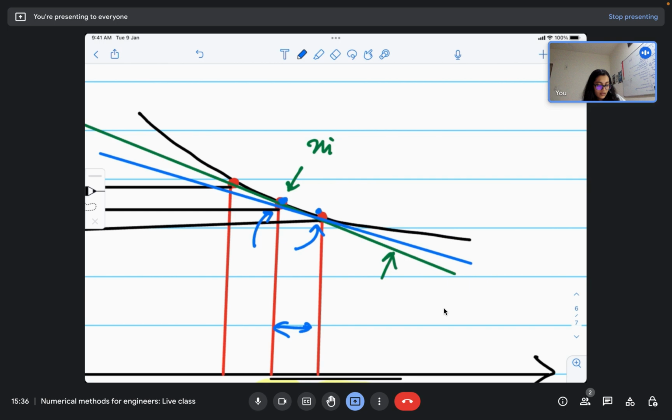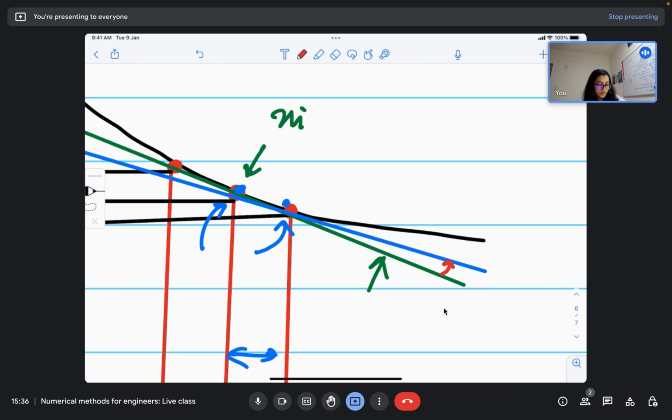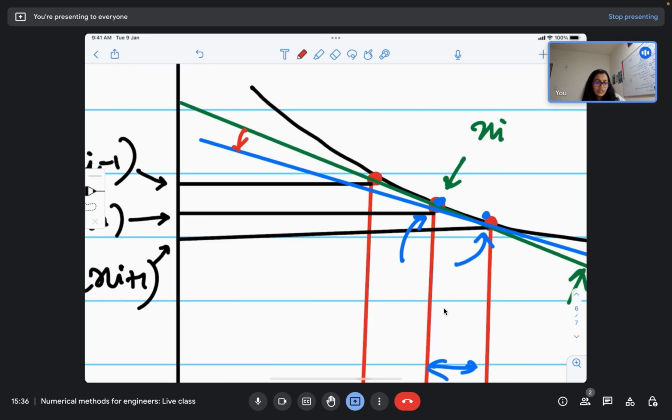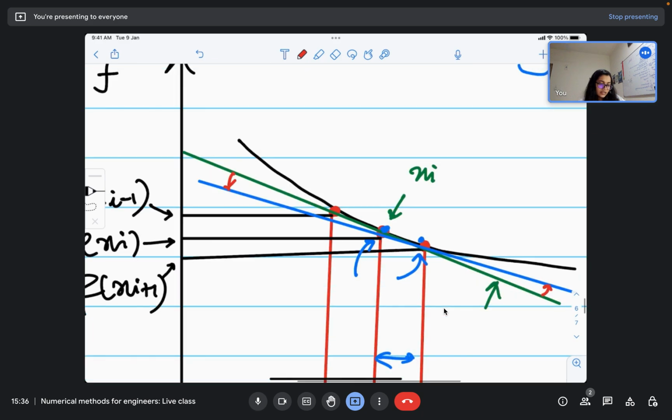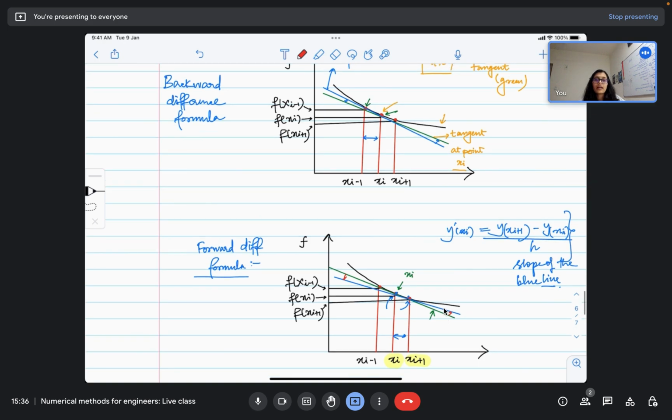Again, you can see there is a subtle difference between the slope of the blue line and the green line, but they tend to merge if you again take a smaller difference. As you have noticed, in both the backward and forward difference formulas, there is a difference between the slope of the tangent at the point where we are trying to estimate the numerical derivative, and the slope of the line formed by joining the 2 points.